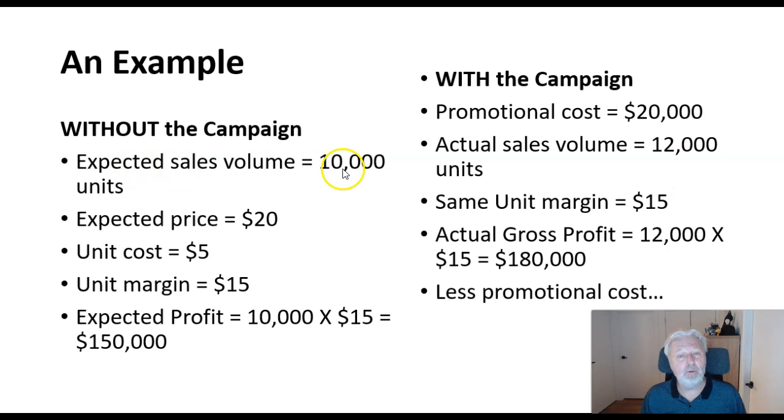Without the campaign, we would expect to sell 10,000 units at a price of $20. It costs us $5 to make them. That gives us a margin per unit of $15. So 10,000 times the $15 margin, we expect to make $150,000 without the campaign. In the campaign, we do some promotion that costs us $20,000, so we invest that typically up front. And we managed to increase sales from 10,000 to 12,000, a 20% increase, which is good. No change in price, so our unit margin was the same. So our gross profit was 180 less the 20 that we spent.